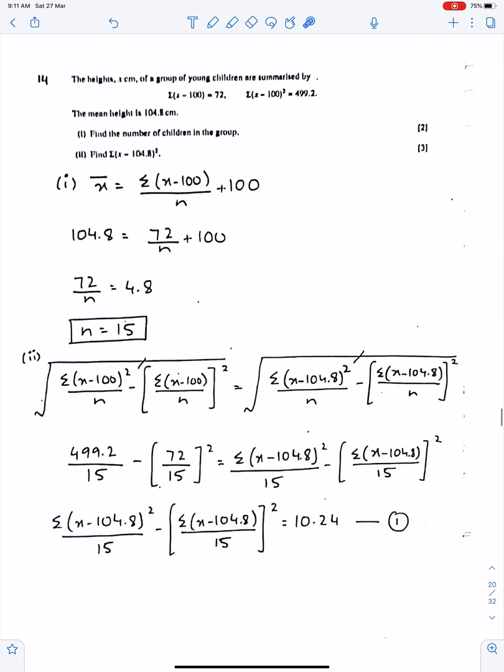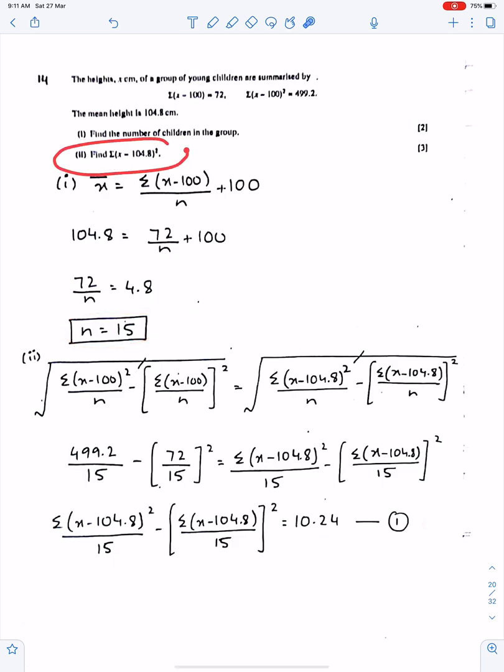Next question. X minus 172, and this is also given. Mean is also given, 104.8. Find the number of children. By using this formula of mean, we can easily get the value of n. Mean is this. We have this. So n is 15. Make sure n is always a positive integer, because n means number of people or number of students, so n is discrete. It is always a positive integer.